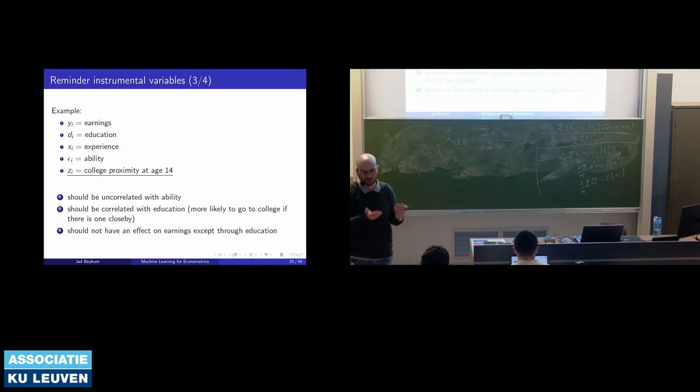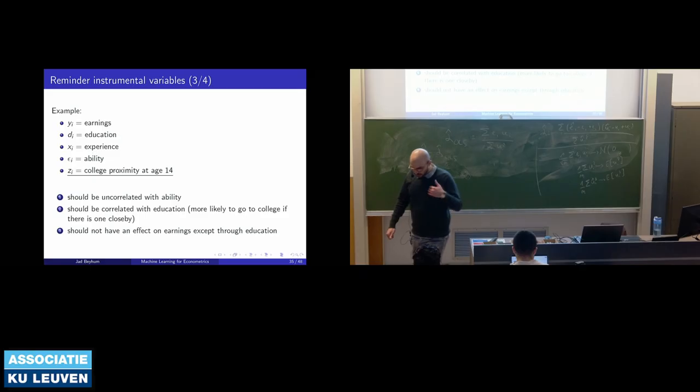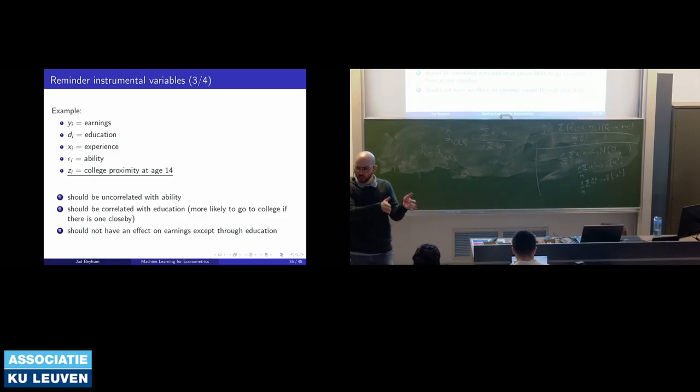Because if you grow up close to a college, you can stay at home with your parents while going to college. That's much less expensive, so you're much more likely to go to college. So the idea of the instrumental variable is as follows. I'm going to fix experience. Once I fix experience, I will compare people who grew up close to a college and people who grew up far away from a college.